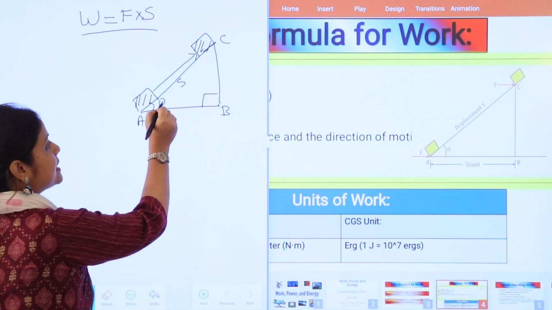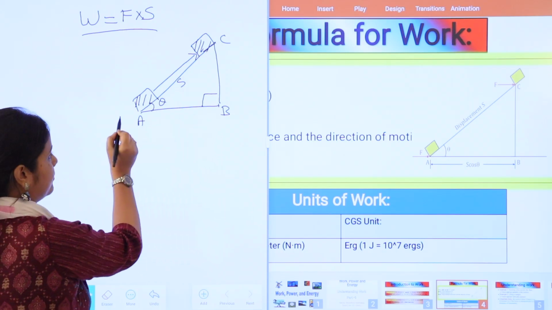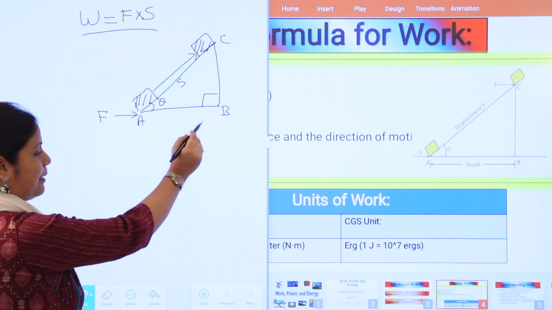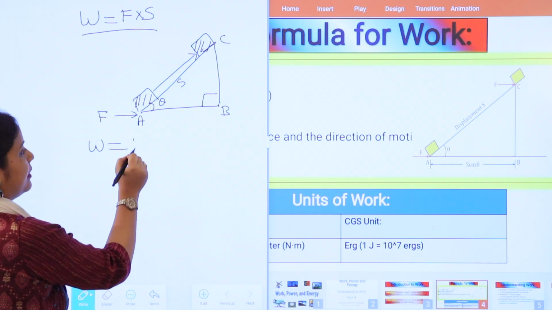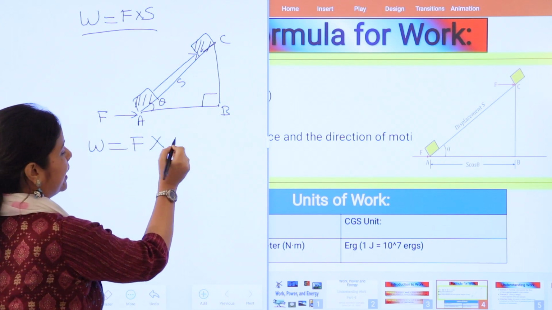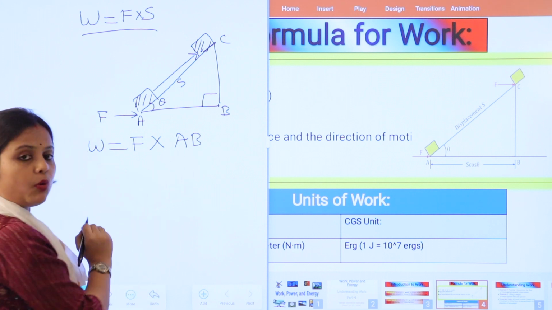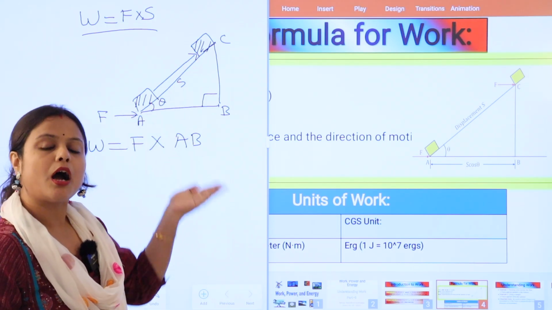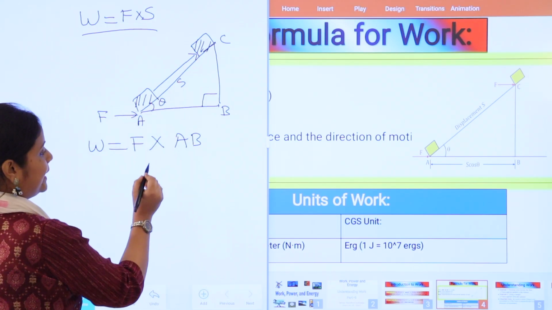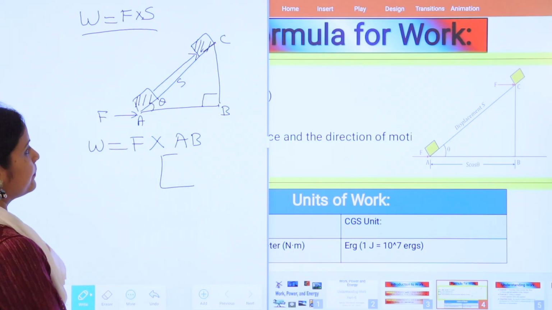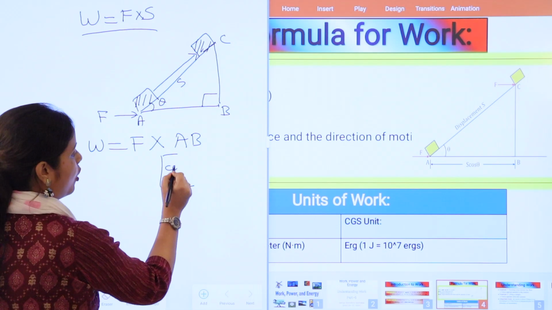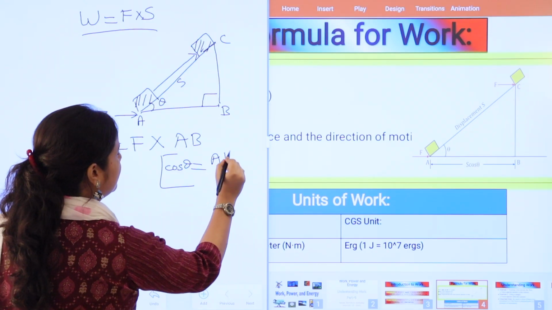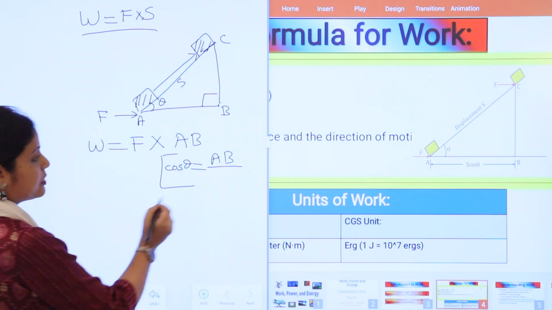Now, this theta angle is along this horizontal line. Force is applied along this horizontal line. So, to get this AB, work done will be given by F multiplied by AB. But you can see that displacement is not along AB, it is along AC. So how to get that component? To find AB, we will derive this. All of you know that cos theta equals AB, that is the base, by hypotenuse, that is AC.